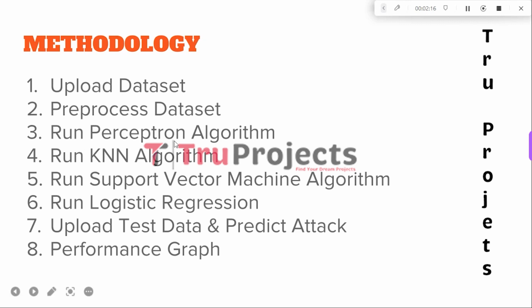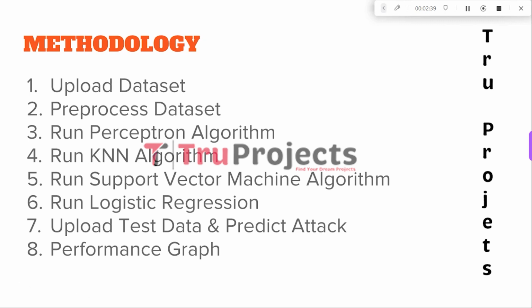And the third module is Run Perceptron Algorithm. In this module, the perceptron algorithm is applied to the pre-processed dataset. The perceptron is a linear binary classification algorithm that learns a decision boundary separating different classes based on the input features.